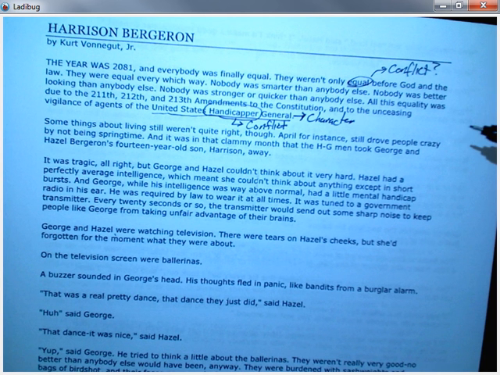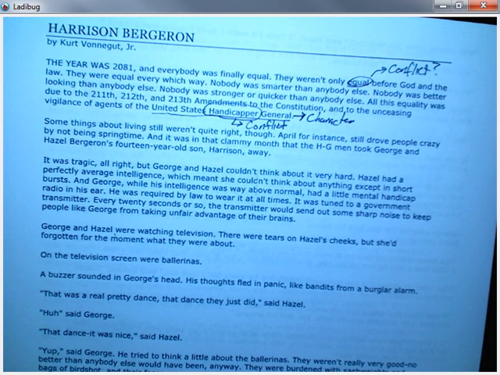Some things about living still weren't quite right, though. April, for instance, still drove people crazy by not being springtime. And it was in that clammy month that the HG men took George and Hazel Bergeron's 14-year-old son, Harrison, away.